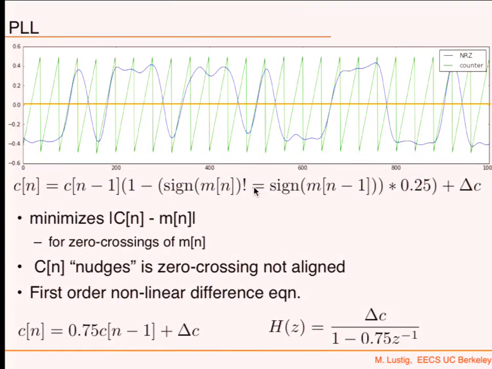If this happens over and over and over again, then I can remove this if statement here, and basically my system is going to be C of n equals 0.75 C of n minus 1 plus delta C, which has a transfer function of something that decays over time. So effectively my timer will lock to 0. That's what it does. It shrinks my timer all the time to 0. And if it's not, then my timer just keeps on going.